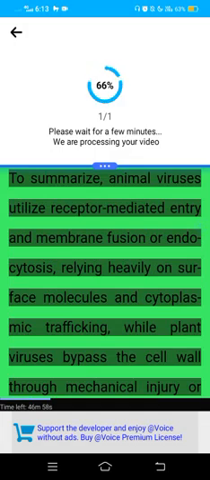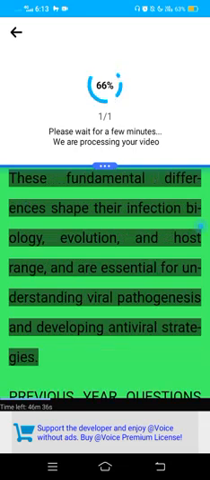To summarize, animal viruses utilize receptor-mediated entry and membrane fusion or endocytosis, relying heavily on surface molecules and cytoplasmic trafficking, while plant viruses bypass the cell wall through mechanical injury or vector transmission, followed by cytoplasmic replication and plasmodesmatal movement. These fundamental differences shape their infection biology, evolution, and host range, and are essential for understanding viral pathogenesis and developing antiviral strategies.